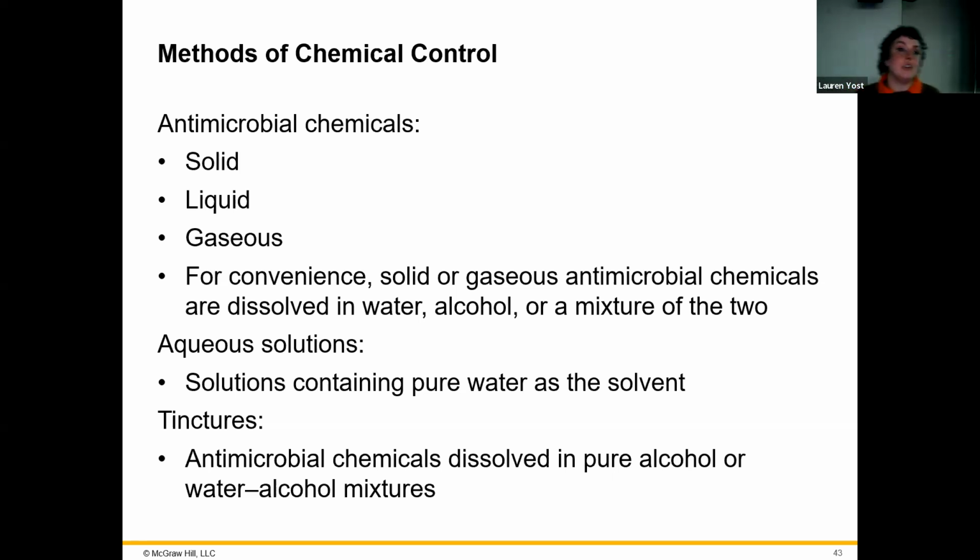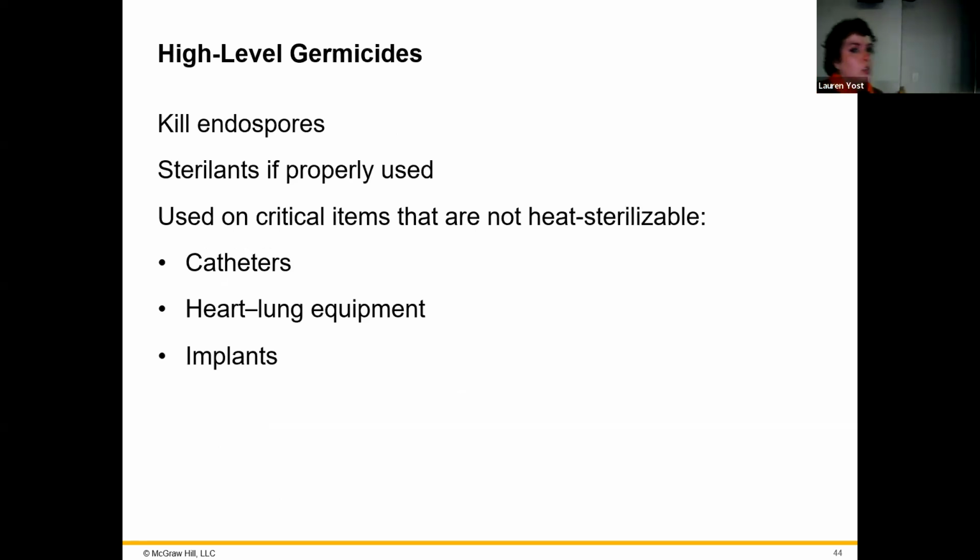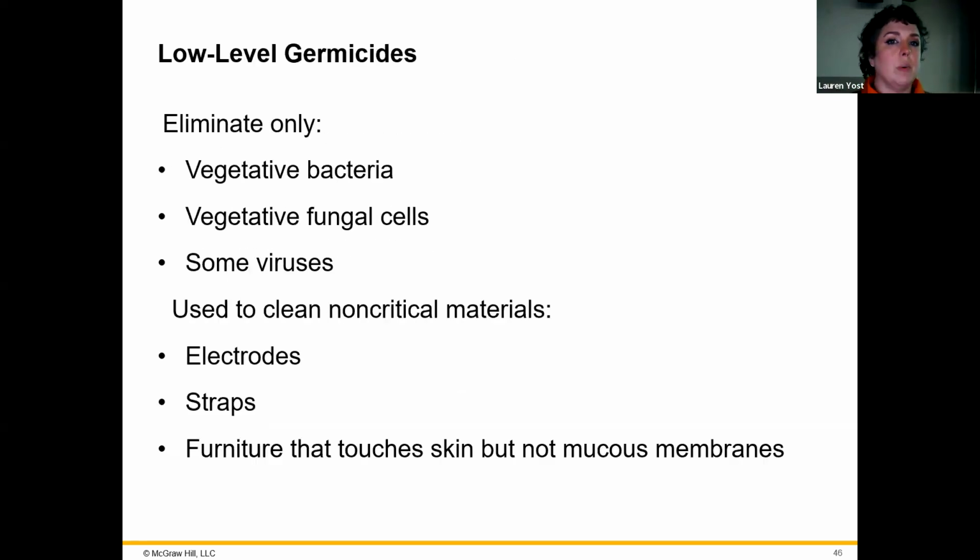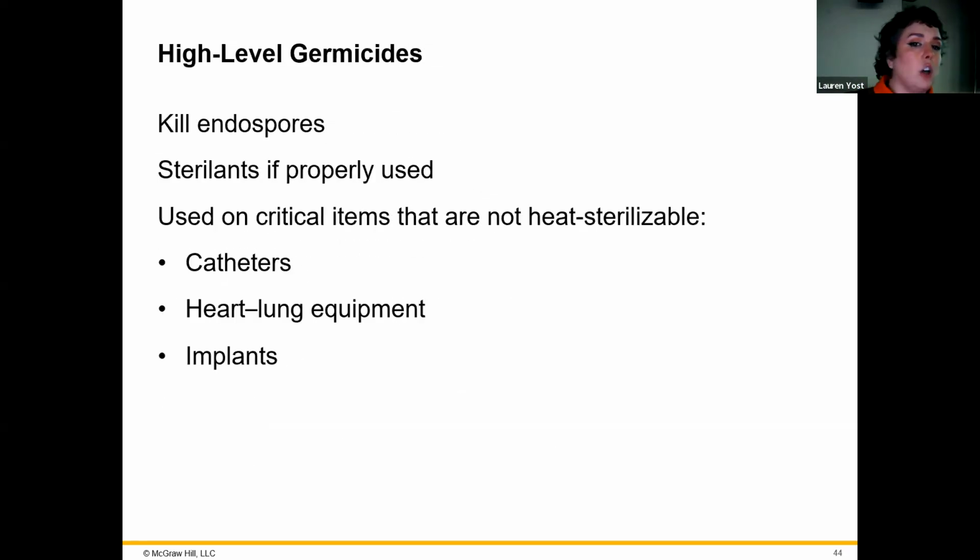So we have two different kinds of solutions that you could have. If it's based in water, we call it aqueous. If it has any alcohol in it, we call it a tincture. So there are different levels of our chemicals, so we have different germicidal activity involved. High level, intermediate, and low. They basically go along with whether the item is critical, semi-critical, or non-critical. That's really what they go along with.